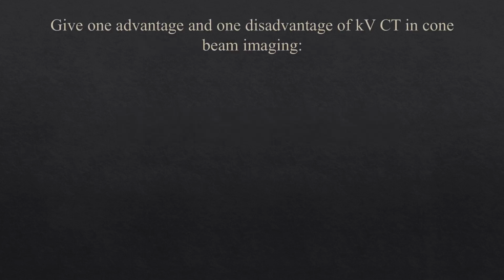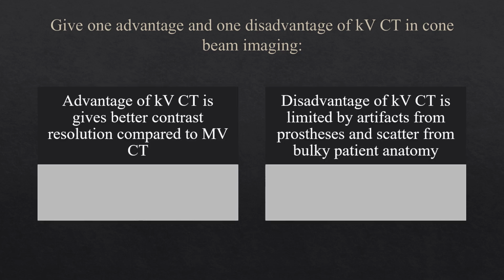I have the last question for this presentation: give one advantage and one disadvantage of kVCT in the cone beam, or CBCT. The advantage of kVCT is that it gives better contrast resolution compared to MVCT. The disadvantage of kVCT is that it is limited by artifacts from prostheses and scatter from bulky patient anatomy.